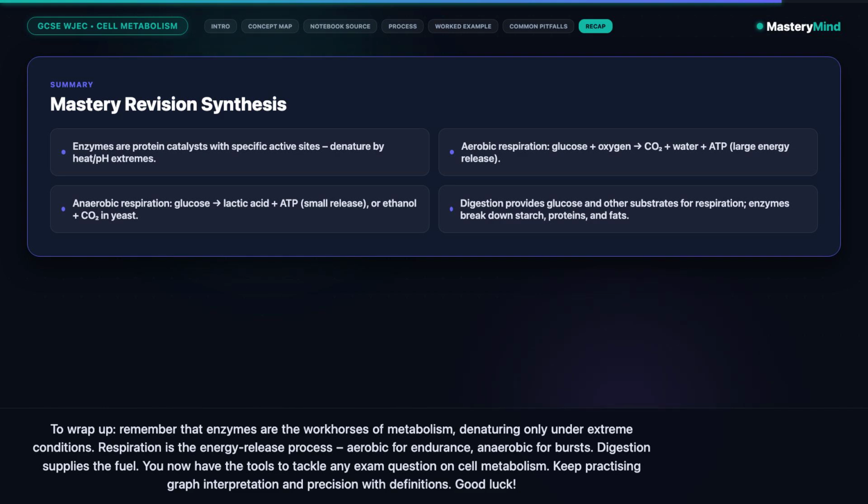To wrap up, remember that enzymes are the workhorses of metabolism, denaturing only under extreme conditions. Respiration is the energy release process, aerobic for endurance, anaerobic for bursts. Digestion supplies the fuel. You now have the tools to tackle any exam question on cell metabolism. Keep practicing graph interpretation and precision with definitions.